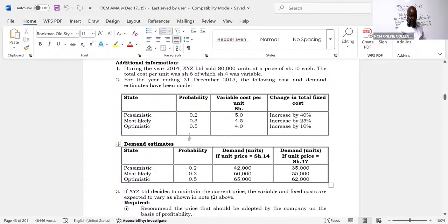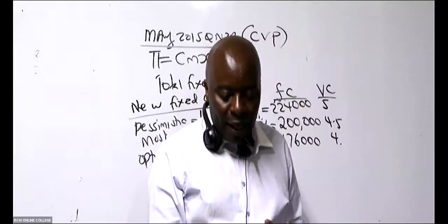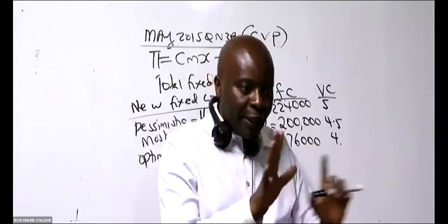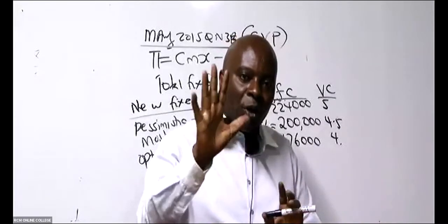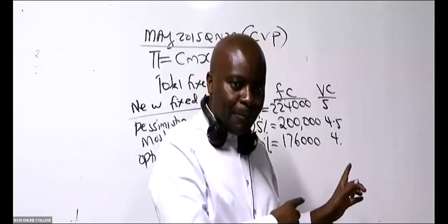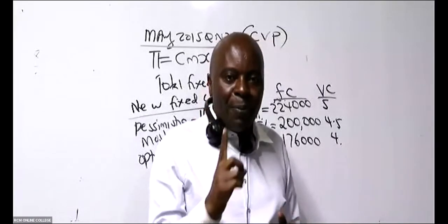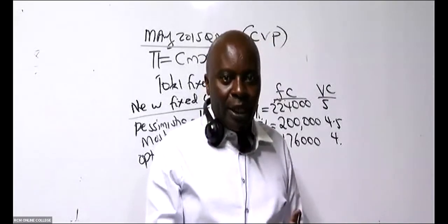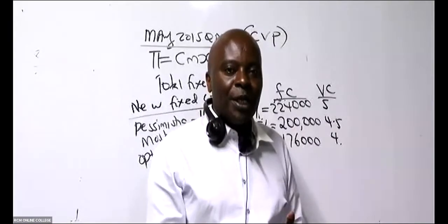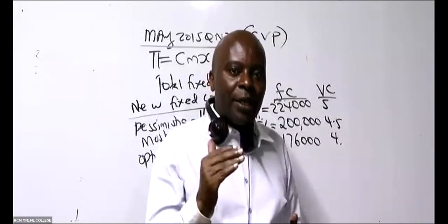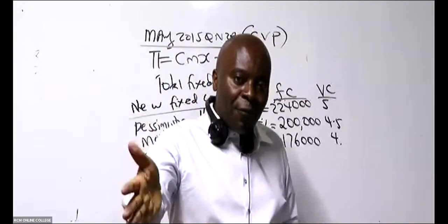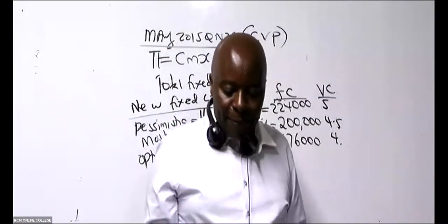So remember, the current price is given in note number 1. During the year 2014, XYZ Limited sold 80,000 units at a price of what? 10. So should they maintain a price of 10, we are told that the quantity will be 80,000. But the variable cost and the fixed cost will be the new ones here. Ladies and gentlemen, we have 3 prices to evaluate. They want us to evaluate the 3 prices, and then we settle on the price which is going to give us the highest profit. Remember, we're doing profit planning.